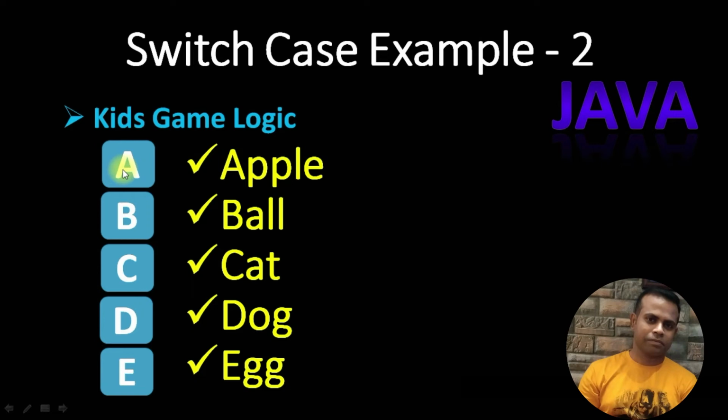User can give an input like A, B, C, D, E, and based on that, the system will print the value like apple, ball, cat, dog, egg, etc.